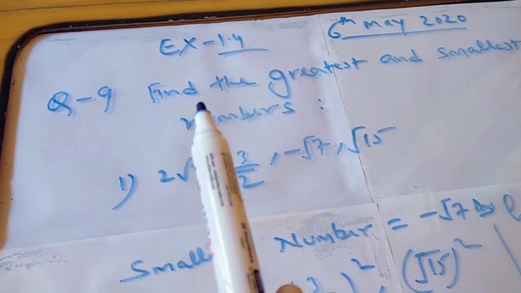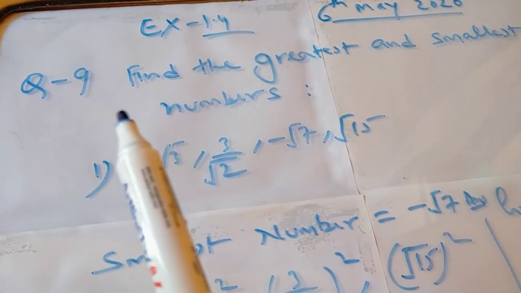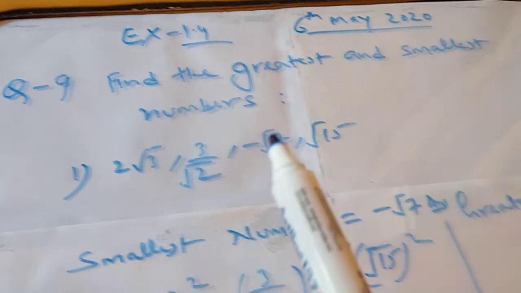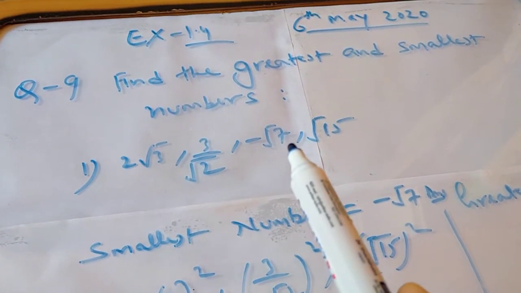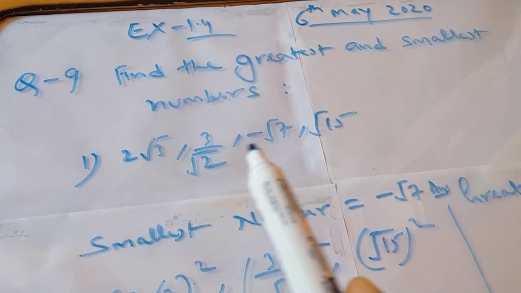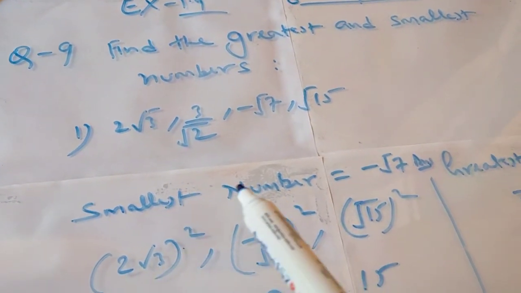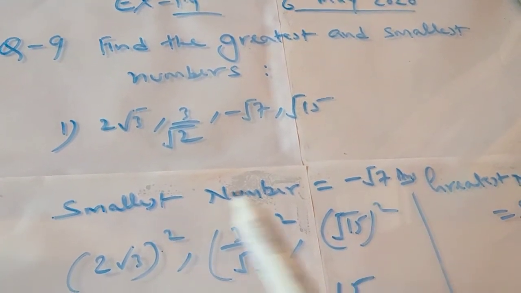In the last class we discussed exercise number 1.4. Today we are going to continue this exercise along with question number 9. In this question we have to find the greatest and the smallest numbers. Look at this list. The negative number is the smallest number, and only one negative number is available here. So directly you can write the smallest number is minus root 7. So this is the first answer.